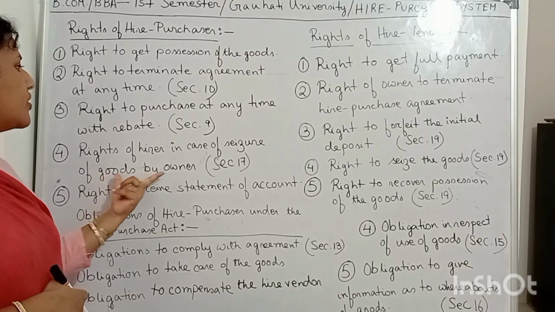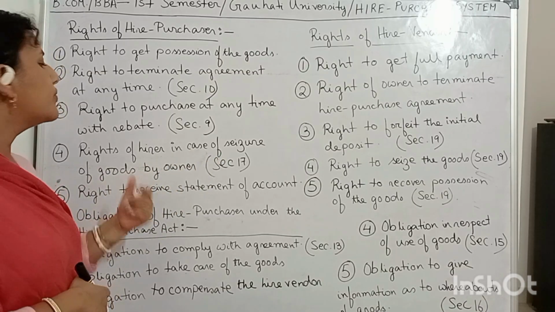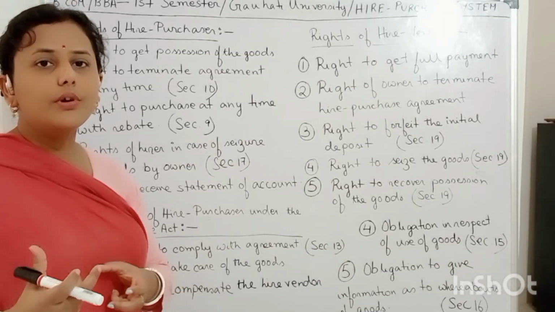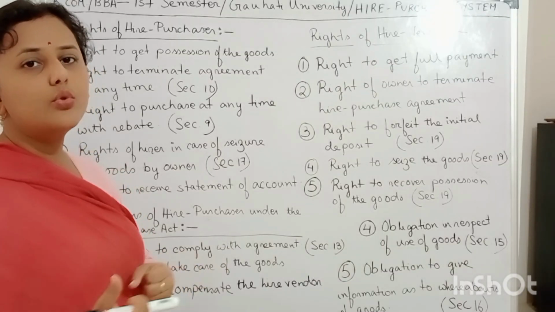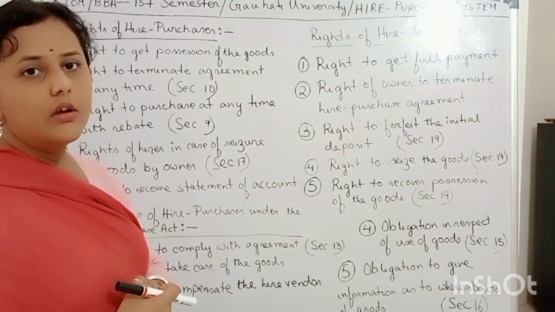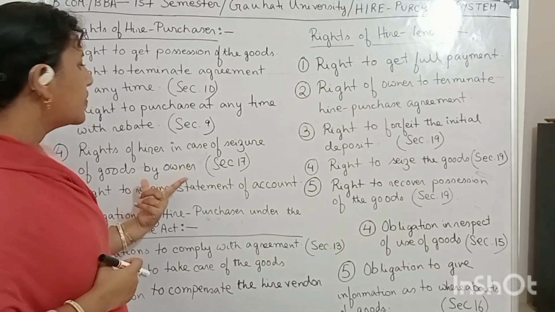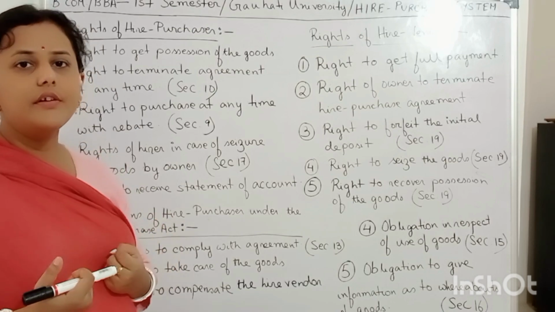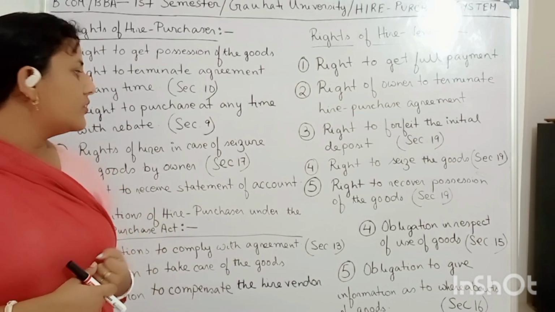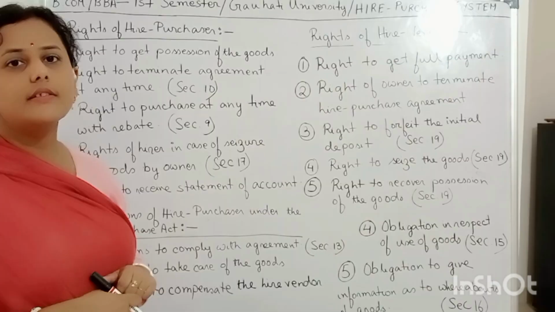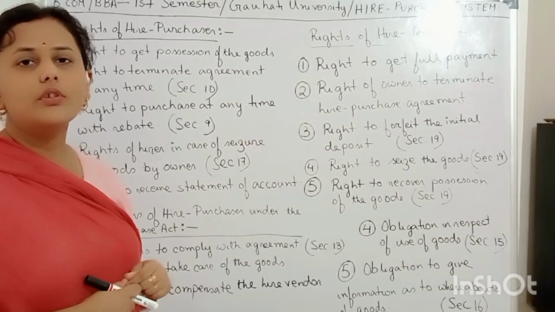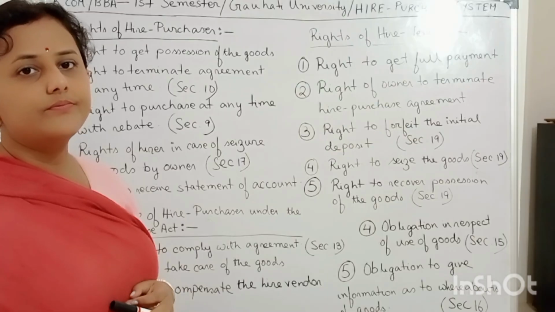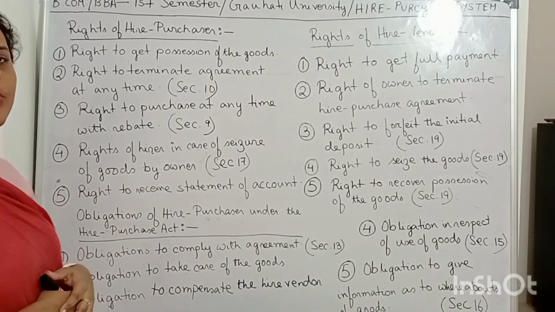Then you see, rights of hire purchaser in case of seizure of goods by the owner. In case the owner, the hire vendor, takes away the goods from the hire purchaser, that is seizure of goods, which means taking back the goods from the hire purchaser. At that time the hire purchaser has the right to claim the installments which he has already paid to the hire vendor. So that is said in point number 4.